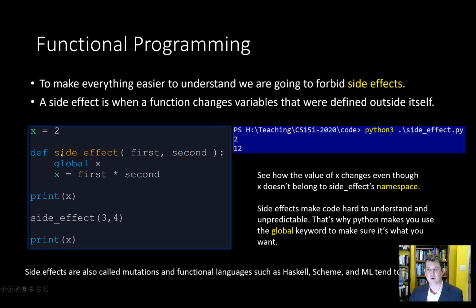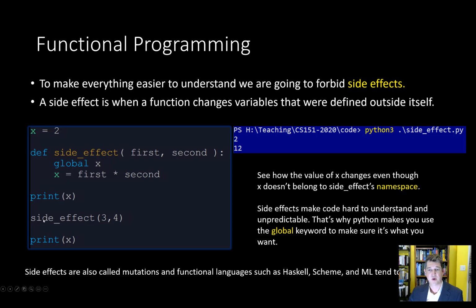So here's an example. I've written a function here called side effect. It takes two arguments. It sets global x. It's going to access this x equals 2 that was defined outside of this function's namespace. Then all it does is set x to be the product of the first and second arguments. And then we print x.